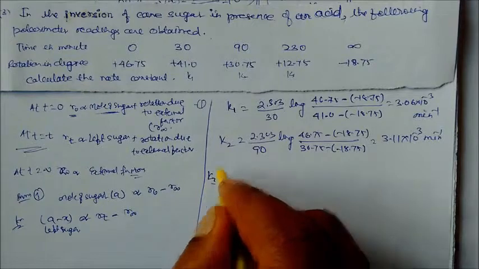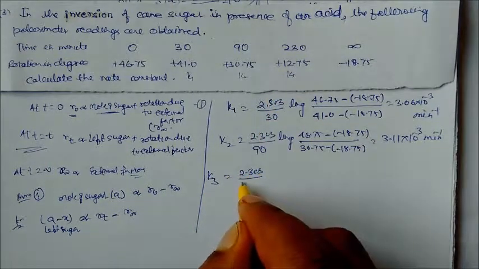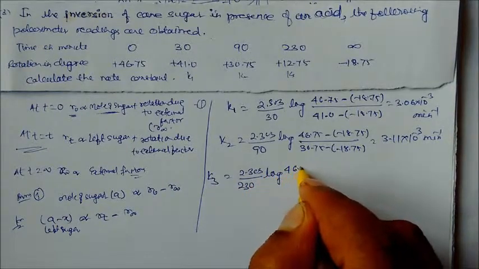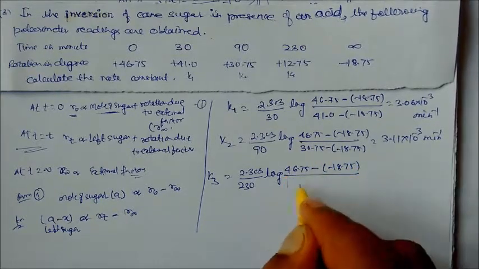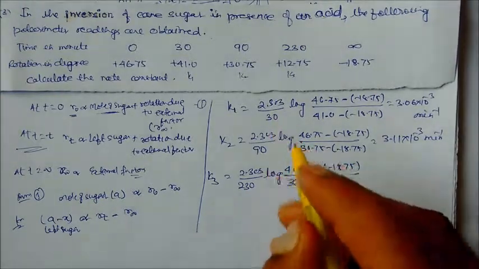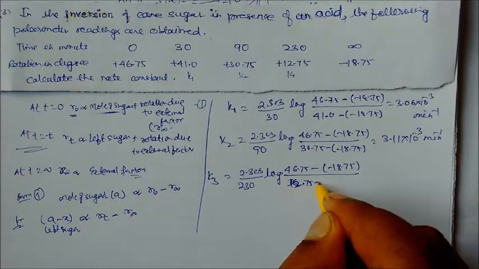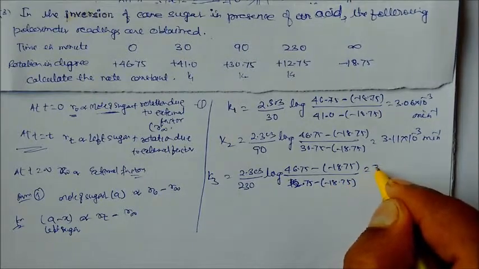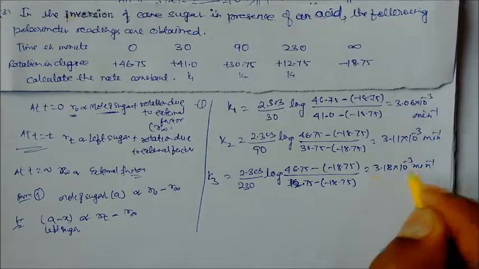If you take K3, it will be 2.303 over the time, which is 230 minutes, times log of the same 46.75 minus 18.75, divided by 12.75 minus 18.75. This will be 3.18 into 10 to the power minus 3 per minute.